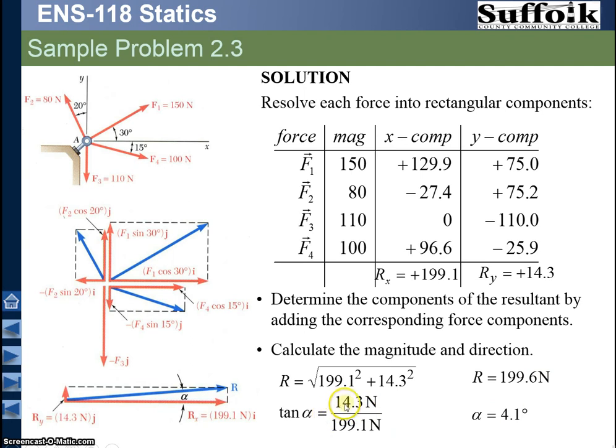So tangent is equal to opposite over adjacent, which would be 14.3 newtons over 199.1 newtons, and we take the inverse tangent function of that to solve for alpha, which is the direction in which that resultant force is going to act with respect to the x-axis from that bolt head. And that solution wound up being 4.1 degrees. So there you have it. Okay, that's how you calculate the resultant and its direction by summing up the x and y component forces.